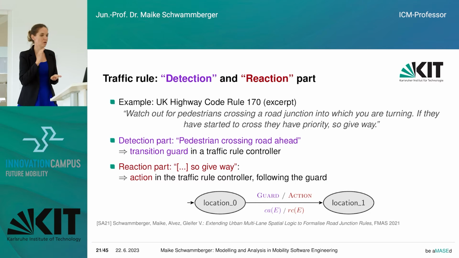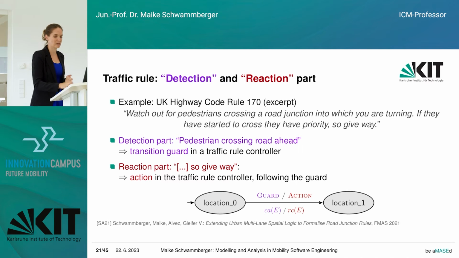Traffic rules very often have the structure that there's some detection part, something like if there is a pedestrian crossing ahead, you have to do something, so give way, for instance. So this means we can actually nicely formalize a lot of the rules using such an extended timed automaton.